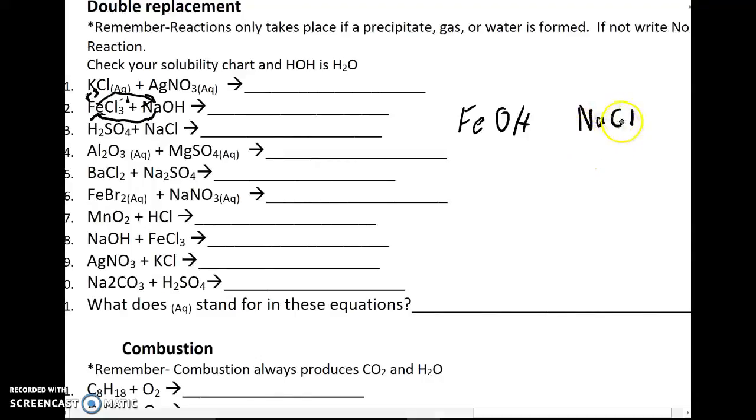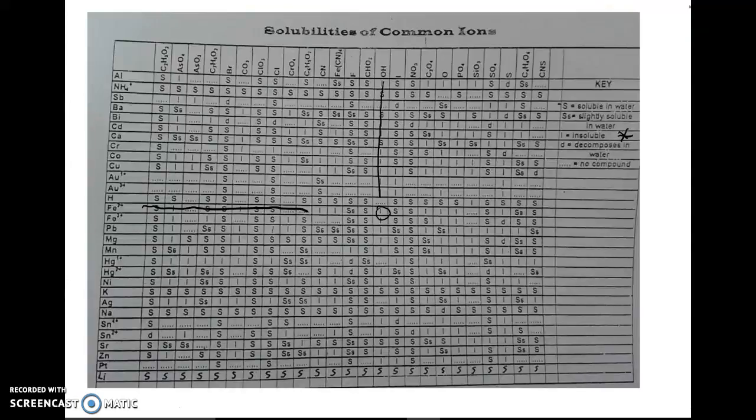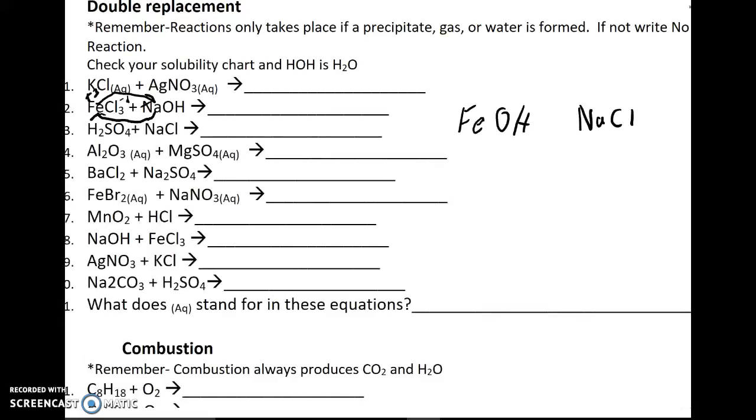Just for the heck of it, I'm going to go ahead and look at NaCl. I think we should all know that sodium chloride does dissolve in water. But sodium, just to practice, is right here. And chlorine is right here. So as we see, that is soluble. But we only need to produce one precipitate in order for this reaction to take place.